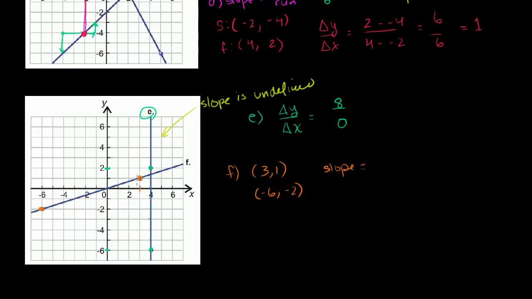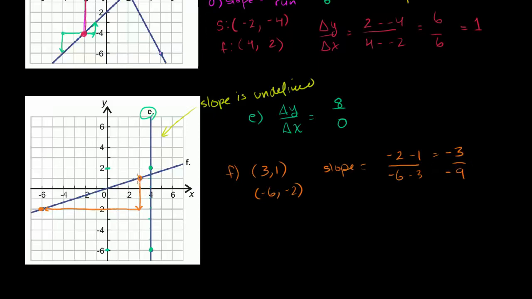So our change in y, now we're going to go down in that direction. So it's -2 minus 1. That's what this distance is right here. -2 minus 1, which is equal to -3. Notice we went down 3. And then what is going to be our change in x? Well, we're going to go back that amount. That is going to be -6, our endpoint, minus 3. -6 minus 3 gives us that distance, which is -9.